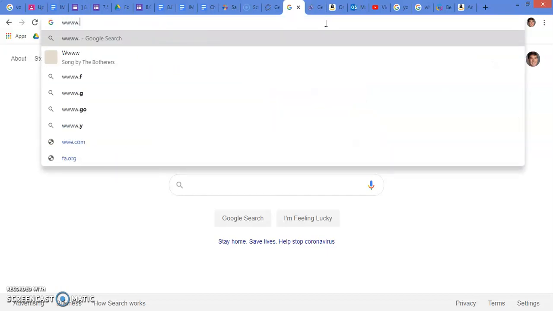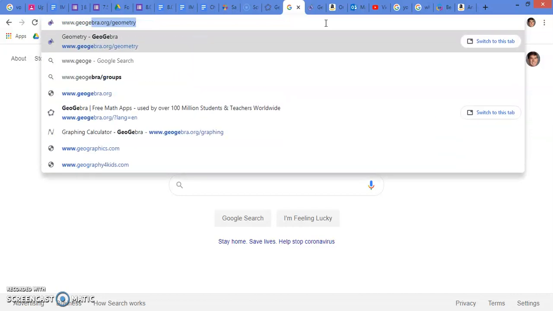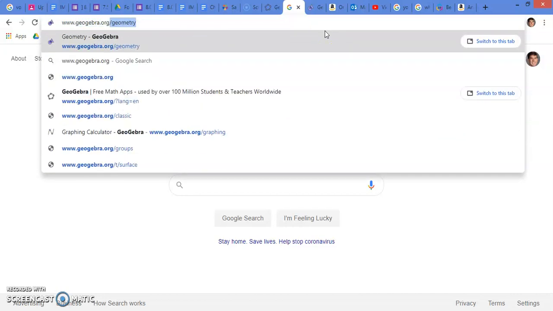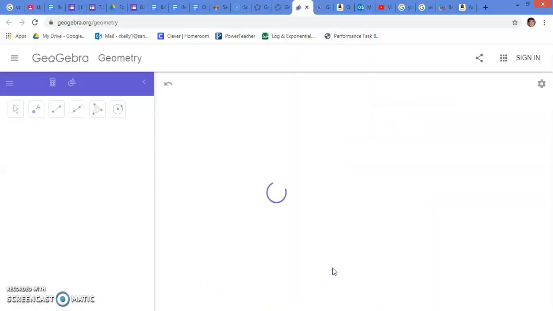I'm going to go to www.geogebra.org. GeoGebra.org. They're not .com because they're not making money. Alright, and again, here we have all of our choices. We have a lot of places we can go. I'm going to go ahead and click Geometry.